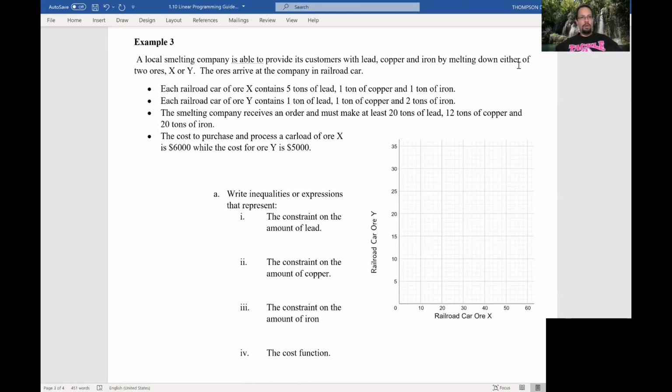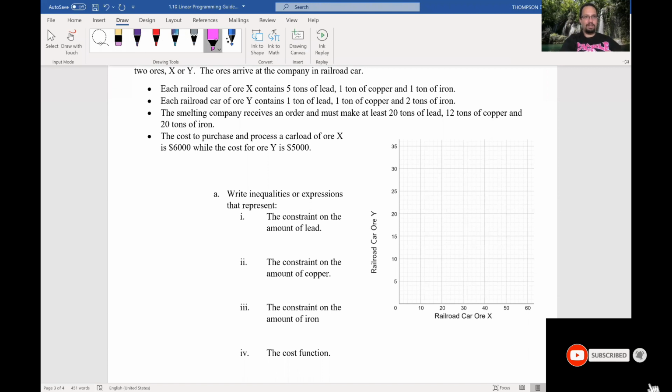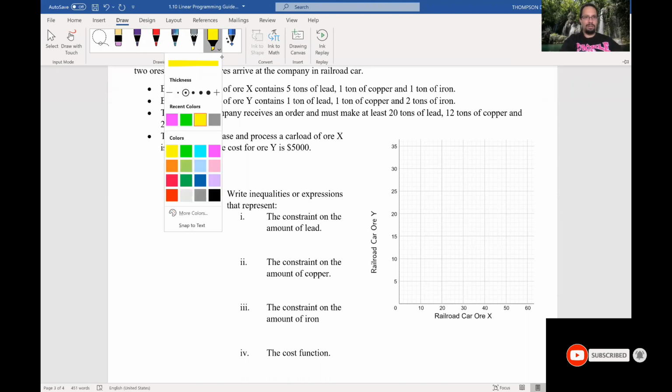Example 3. A local smelting company is able to provide its customers with lead, copper, and iron by melting down either of two ores, X or Y. The ores arrive at the company in railroad cars. Each railroad car of ore X contains 5 tons of lead. There's going to be 3 inequalities, so let's use 3 different colors for highlighters.